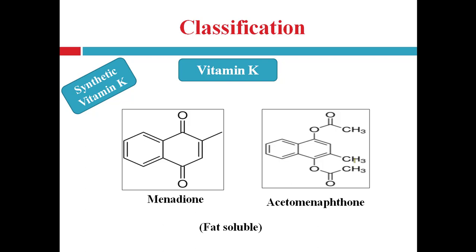Then vitamin K that is obtained by synthetic process, that is synthetic vitamin K. Examples are menadione, right, menadione and acetomenaphthone, right. This one is the different or synthetic vitamin K. And these synthetic vitamin K are fat soluble or lipid soluble, right.